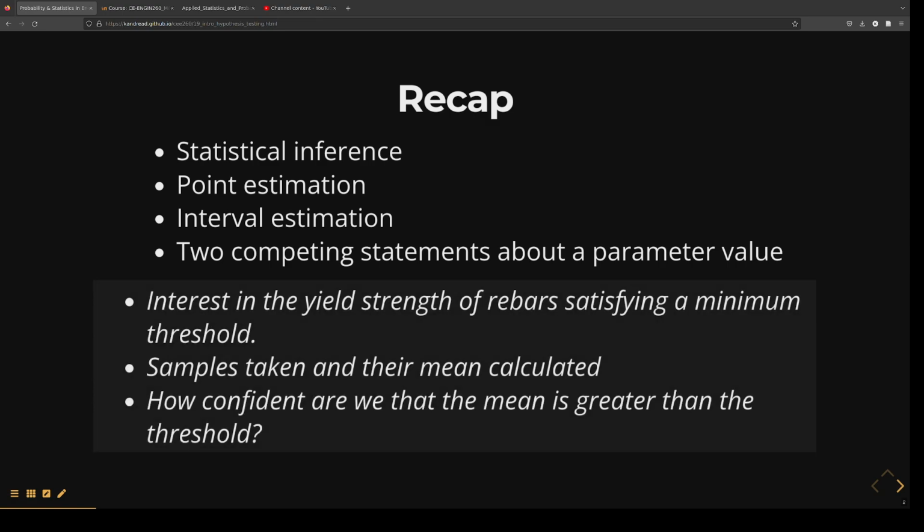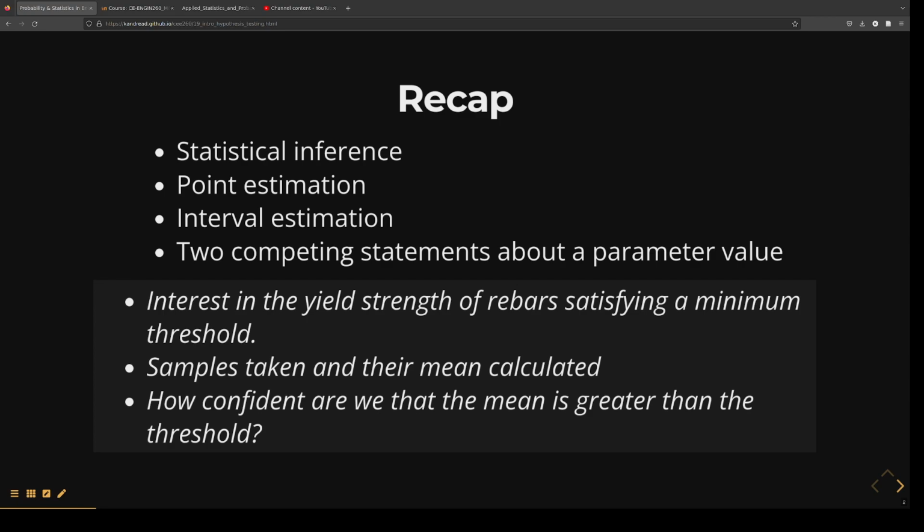So, for example, if we were interested in the yield strength of rebars that satisfy a minimum threshold, the way we would approach it is we would take samples, calculate the mean yield strength, and then ask ourselves, what is the confidence level that the mean we calculated from the sample translates to the population mean, and is that population mean greater than a threshold? Because the idea is that we take the samples, but we don't care about our sample mean being greater than the threshold. We care about inferring whether the population mean is going to be greater than that threshold.